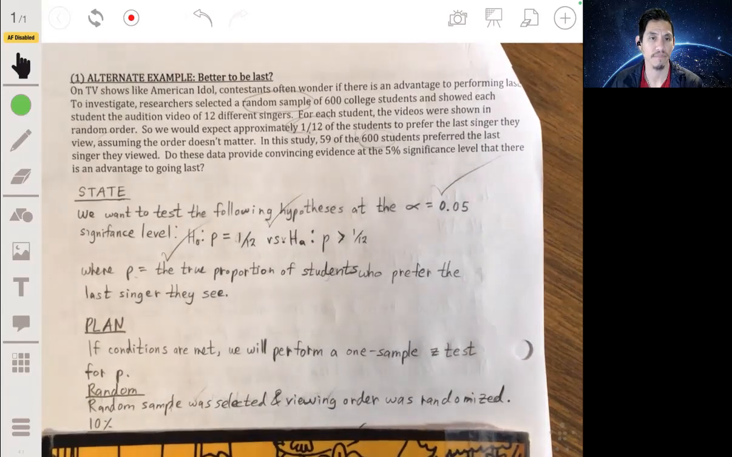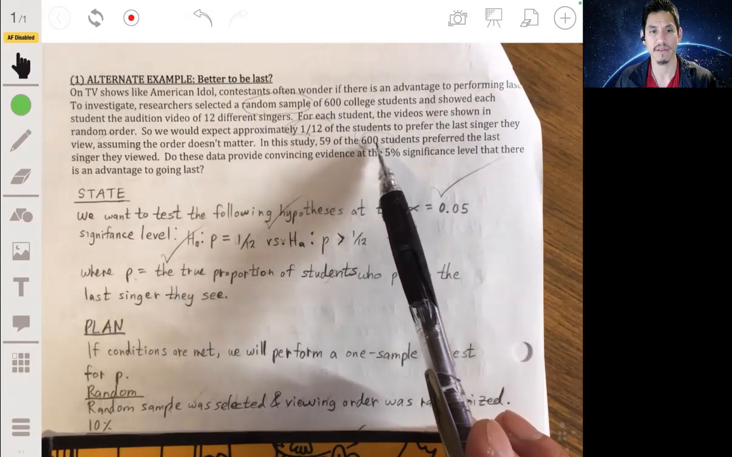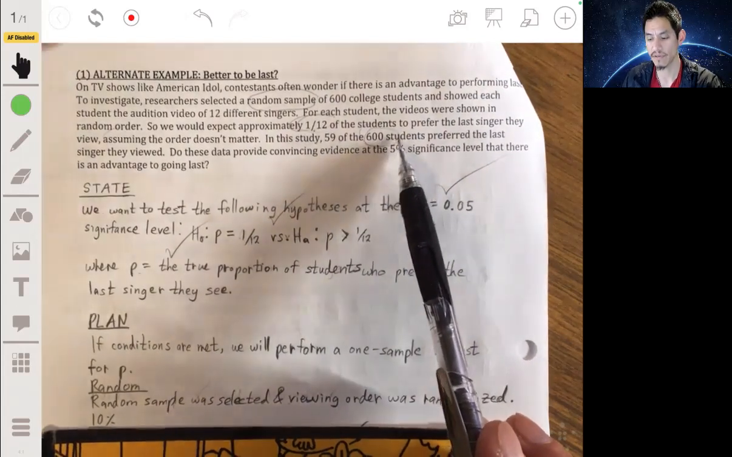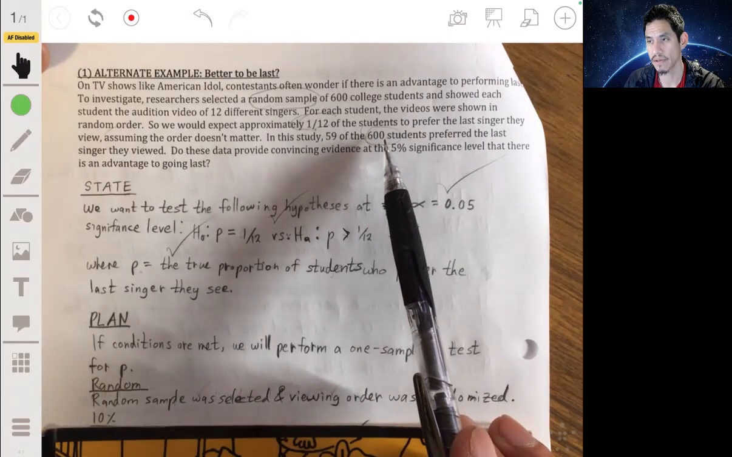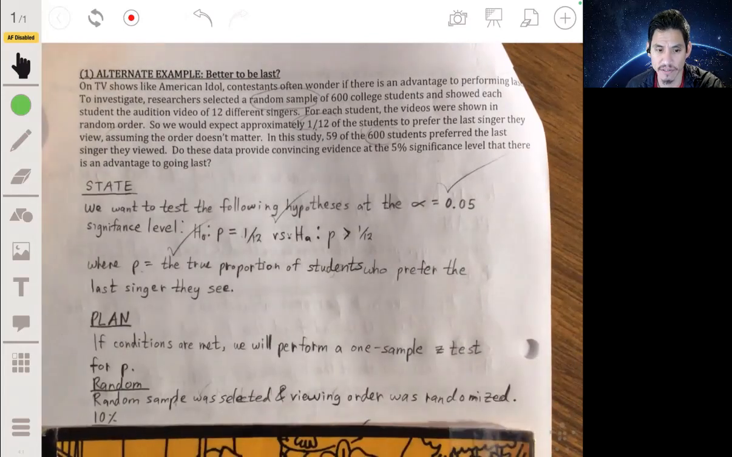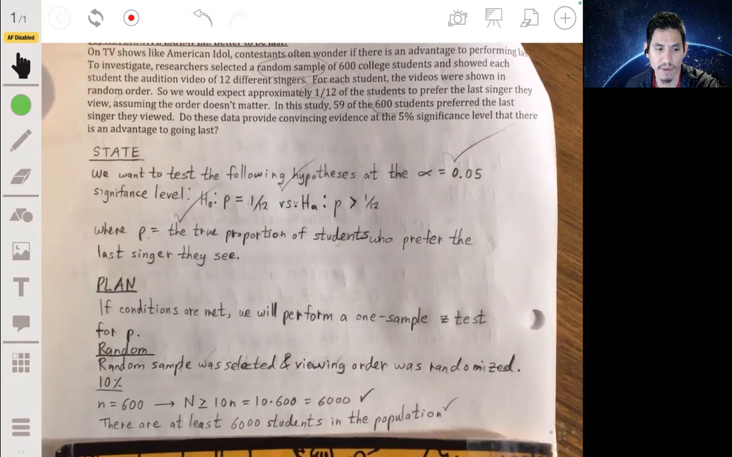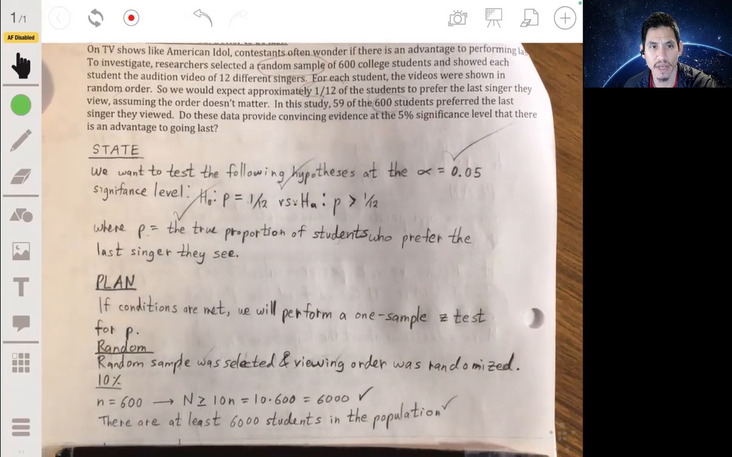10%. Remember, we're talking about the sample size. I want to say that 600 is no more than 10% of the population. So we basically want to say that we can reasonably believe that the population is at least 6,000, and that makes sense. There's at least 6,000 students in that population. And large counts.